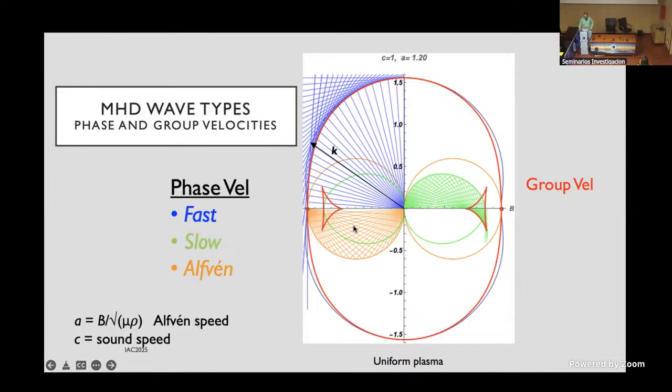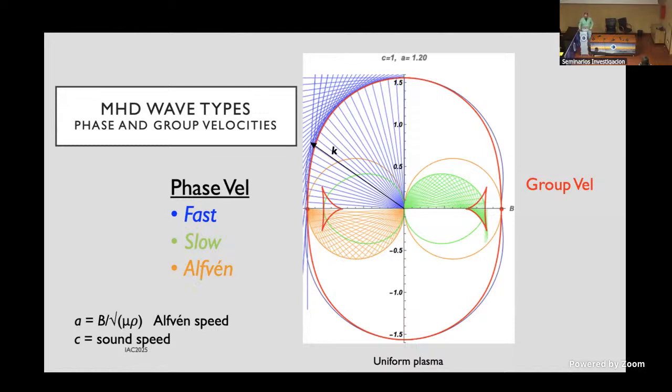Now, if I'm going off in a different direction, so if I point my wave out in this direction, for example, that's how fast the fast wave goes. This is how fast the Alfvén wave goes, and this is how fast the slow wave goes. So it's the distance from the origin in the different directions that tells you how fast they're going. Now, that's the phase speed.